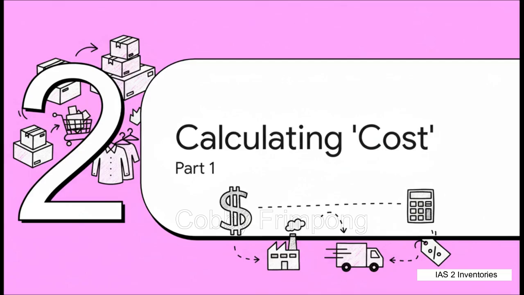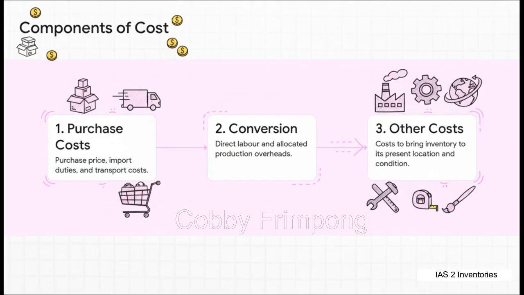Now, let's pull that rule apart piece by piece. We are going to start with the first part: cost. We are going to dig into how we actually figure out the cost of an item, because you are about to see it is way more than just the price on the invoice.